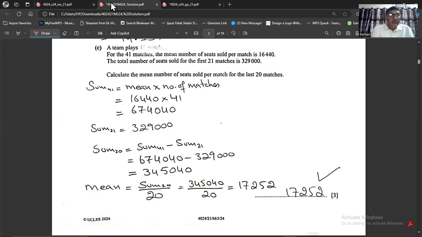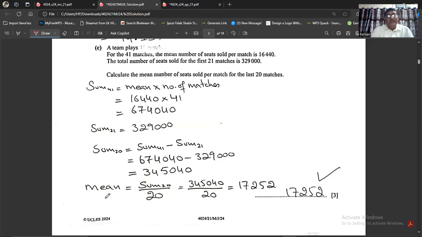329,000. So the sum of the number of seats in the remaining 20 matches will be 674,040 minus 329,000. So you will be left with 345,040.